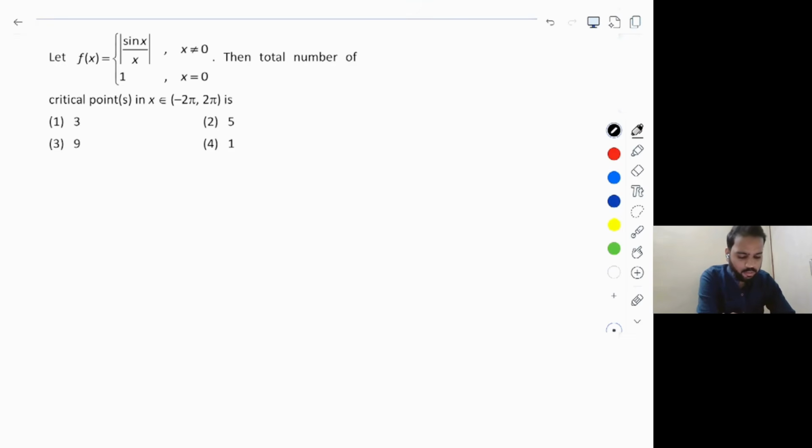Let's see the next question. This is one of the good questions which was asked in the morning session of today. Okay, so let's try to understand. The question framing is very simple.